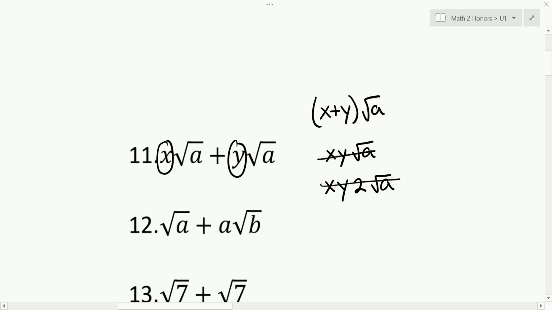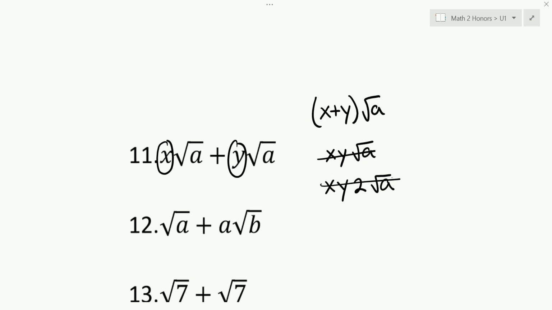Okay? And the way to think about this is factoring. Factoring out a square root of A. I could divide both of these by square root of A, put it out in the front. It's the distributive property in reverse. Because if I said to distribute this, you'd take the square root of A and multiply it with the x, and you multiply it with the y, and you get this answer. So you're using the distributive property in the opposite direction to get that answer.